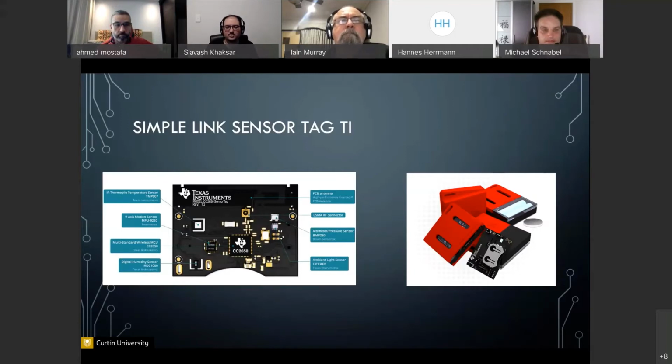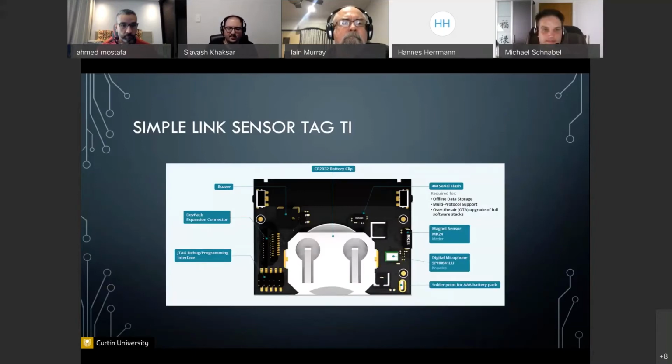The one I showed you is based on another example of these, which I'll show you in a second. And because they offer that software component for you as well, you can get to a working prototype a bit faster. So this one is a SimpleLink sensor tag by Texas Instruments. As you can see, it has a bunch of sensors. It has a pressure sensor, light sensor, humidity sensor. It has an IMU, MPU-9250. It has a PCB antenna. Here's a closer look at it.